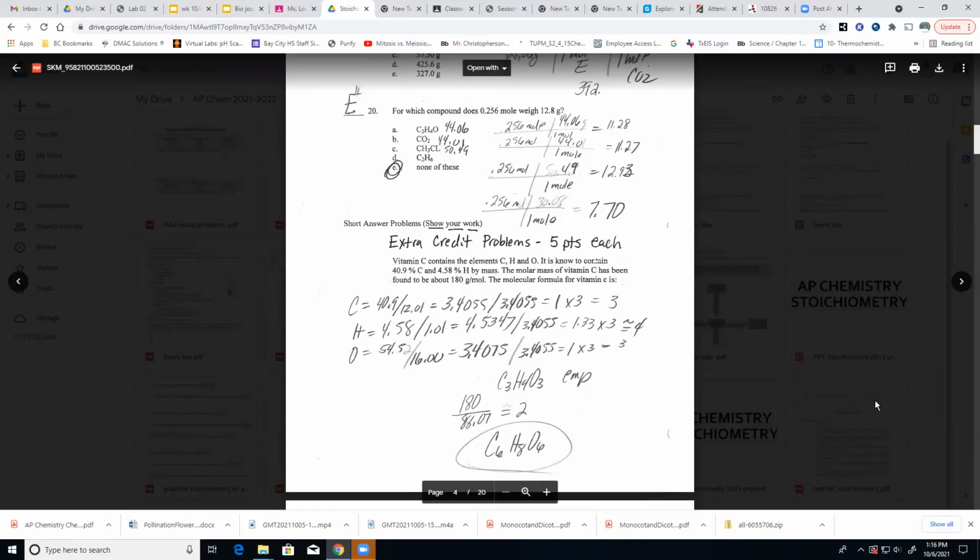All right, so then this one, I felt like we had some people get this one right. Just a typical problem. You didn't have to do all that extra stuff. You were given the amount, or given the percent, so you had to figure out your empirical first, and then you had to use the molar mass to go to your molecular.